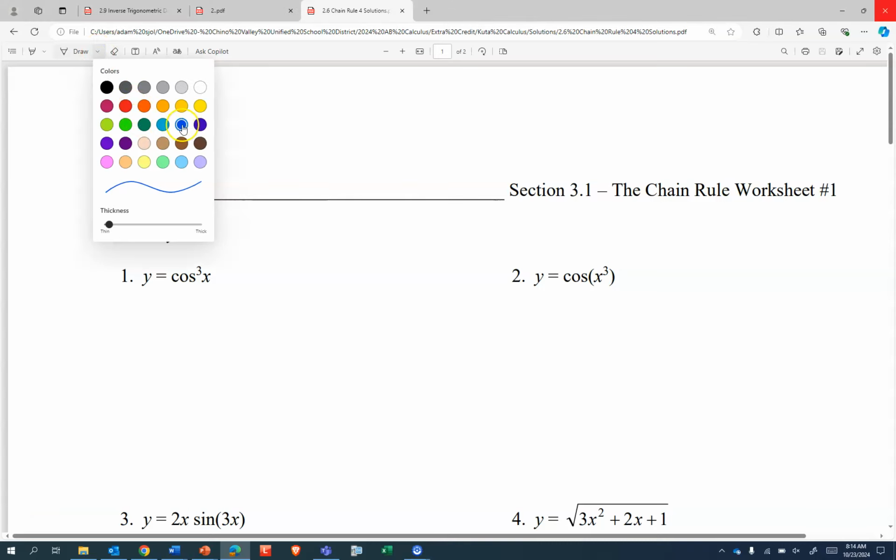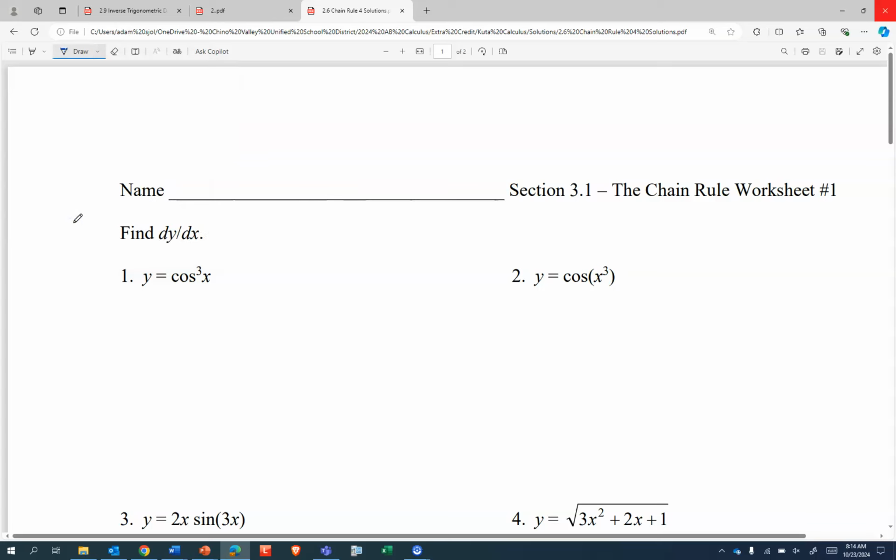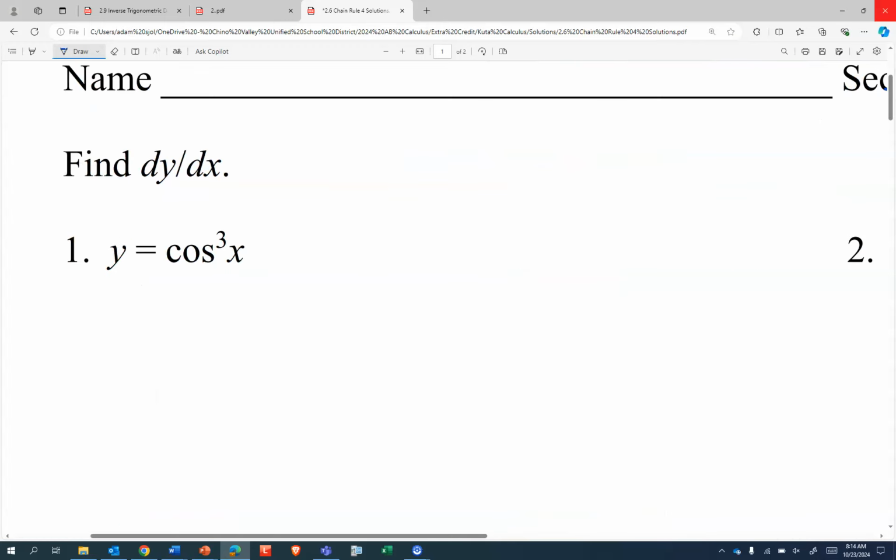All right, chain rule 4 review. It's PSAT day. I know this doesn't match over here, so we'll just call this 2.6. Chain rule 4 review. You're not writing digitally, but I get to.